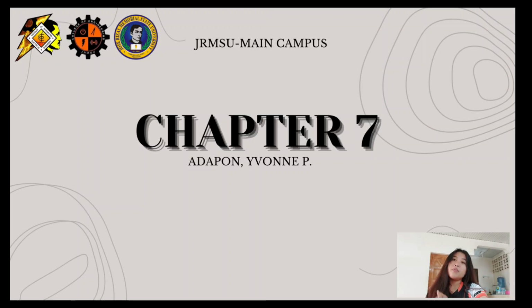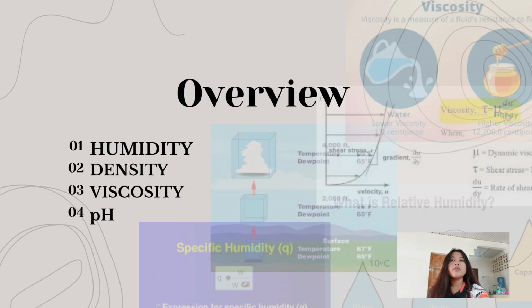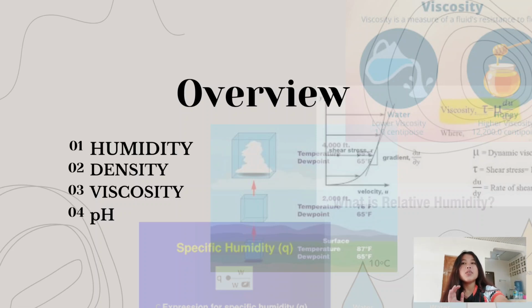So let's start with an overview of today's discussion. We'll cover humidity, density, viscosity, and pH. Humidity is the water vapor in the air, and density is how heavy a substance is relative to its volume. Viscosity is a fluid's resistance to flow, and pH is the measure of a solution's acidity and basicity. These properties are interconnected and critical in various scientific and industrial applications.